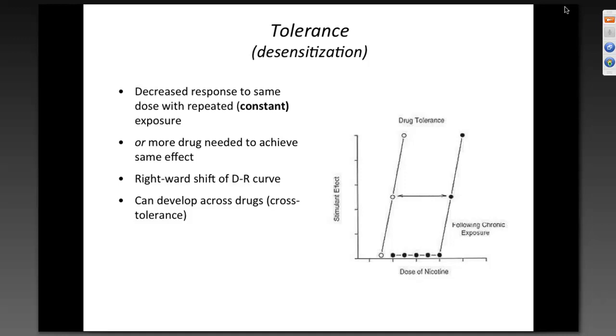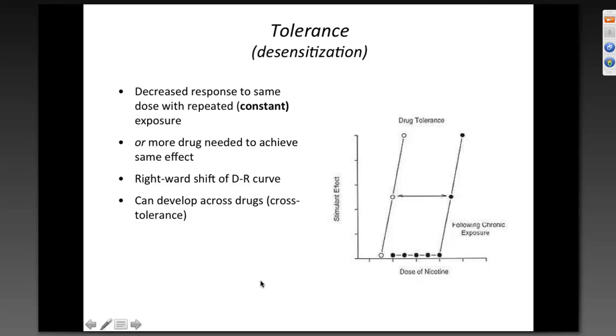Okay, and remember that you can develop tolerance by cross-tolerance, or shall I say tolerance across different drugs, not classes, across different drugs in the same class. Maybe you're given one drug and then given another, and you can develop a tolerance for the other, even though you've only taken the one.